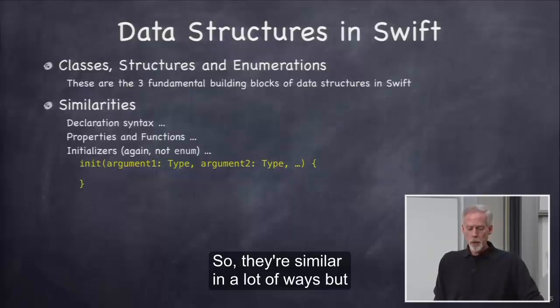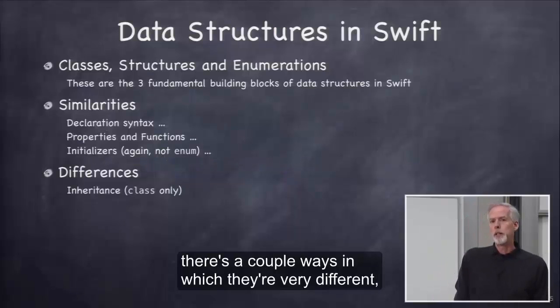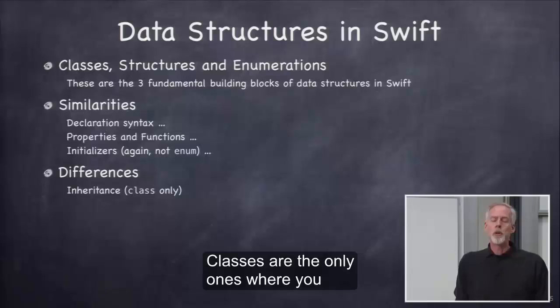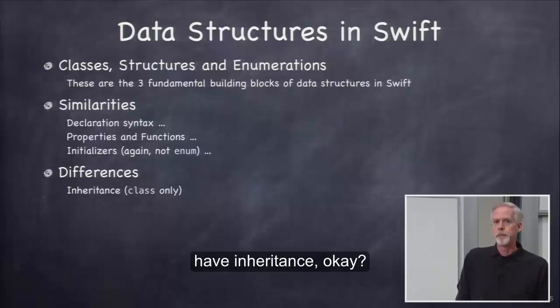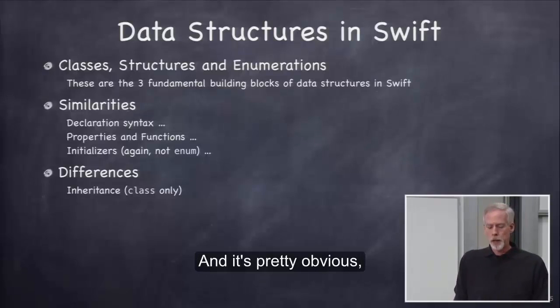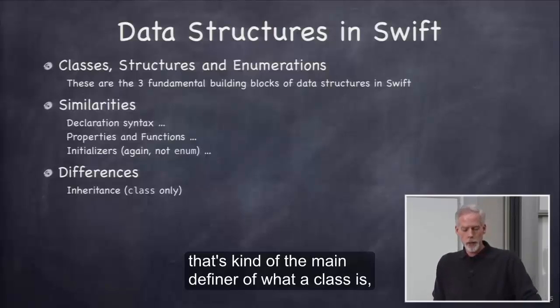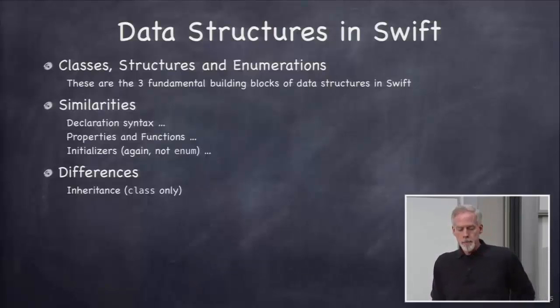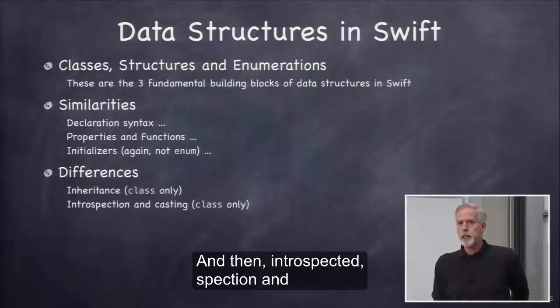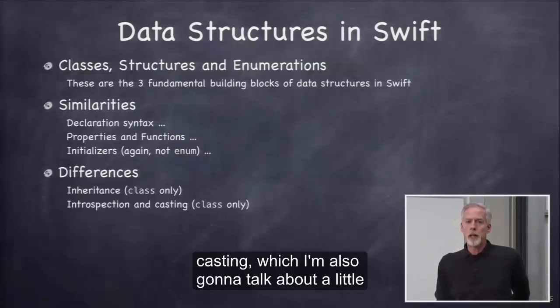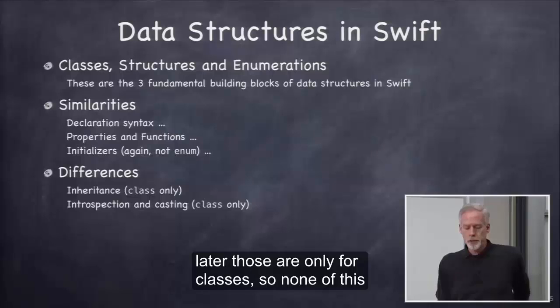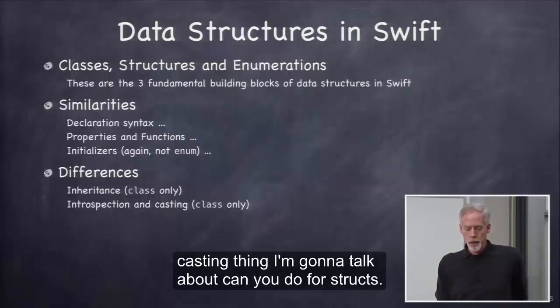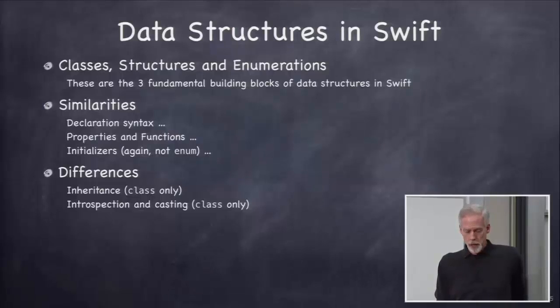So they're similar in a lot of ways, but there's a couple ways in which they're very different. Classes are the only ones where you have inheritance. It's pretty obvious. That's kind of the main definer of what a class is. It has inheritance. And then introspection and casting, which I'm also going to talk about a little later, those are only for classes. So none of this casting thing I'm going to talk about can you do for structs.